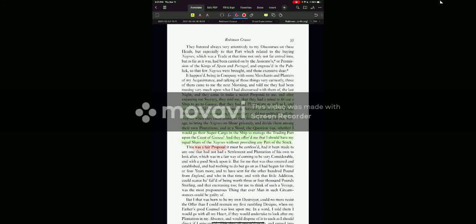So here we have a group of merchants and planters asking Crusoe to take part in a scheme in which he is sent to Guinea to collect slave labor. In return, he'll get his own share of slaves. Crusoe later refers to it as a fair proposal, okay? And Crusoe's wealth and appraisal is dependent on this kind of labor.